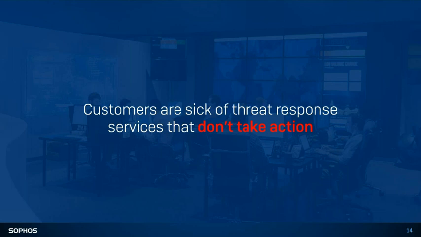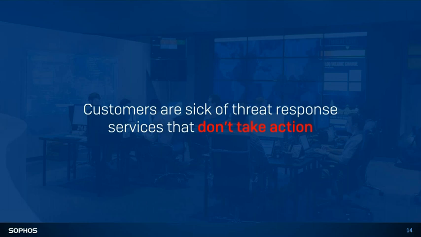The number one thing that we have heard from customers, mostly those who have used a managed detection and response service before, is that they're tired of services that don't take action on their behalf. The expectation, because of the name, managed detection and response, is that when you get a service, that team is going to be responding on your behalf. The reality is that there are very few providers in the marketplace that will actually take those types of response actions on behalf of a customer.